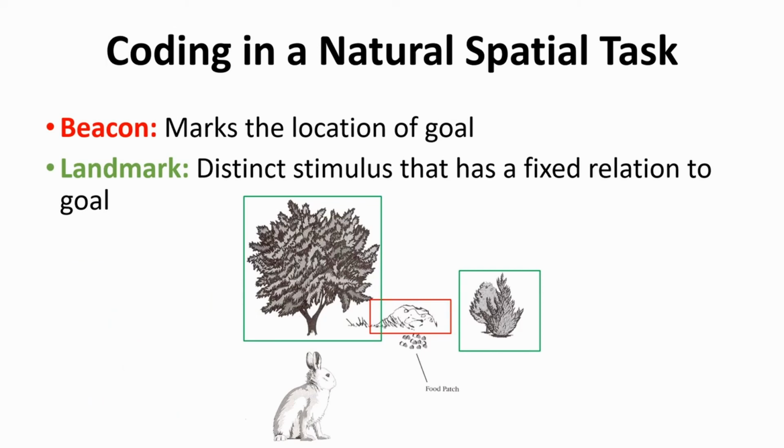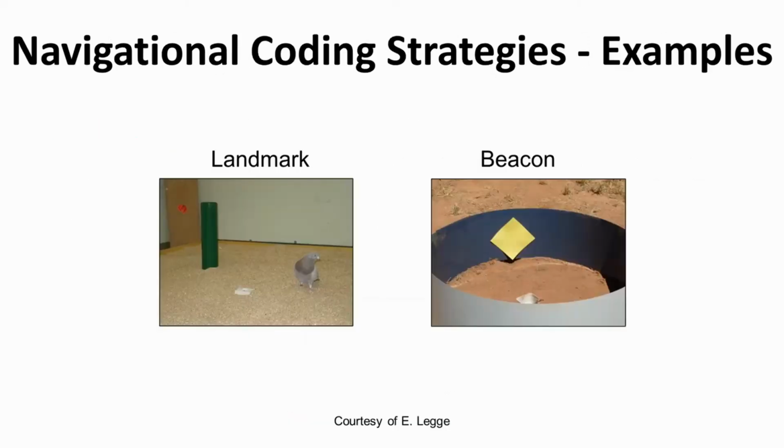But you can test whether they're using a landmark in the same way that you test if they're using a beacon. If you move the landmark and then see where they start searching, if they adjust their search location when the landmark is relocated, then they're probably using that landmark to find the goal. And this is just an example of what it might look like in an experimental setup rather than our cartoon. This is from Eric Legg's lab.